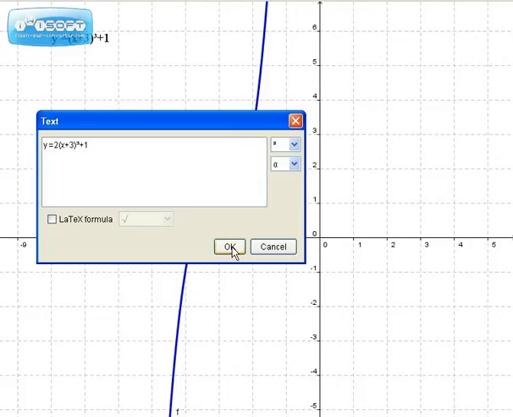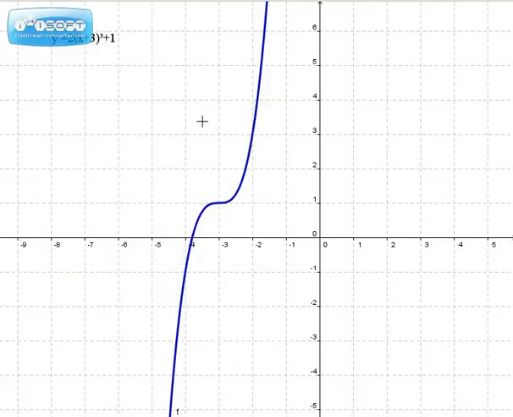I also look for if it's been reflected or turned upside down. This one has not. It still goes up to the right, down to the left, so there's no negative out front. That'll just stay the same. But I do have that 2 because it's been stretched by 2 units. So there's my equation. That's it. y equals 2 times x plus 3 cubed plus 1. So that's it.